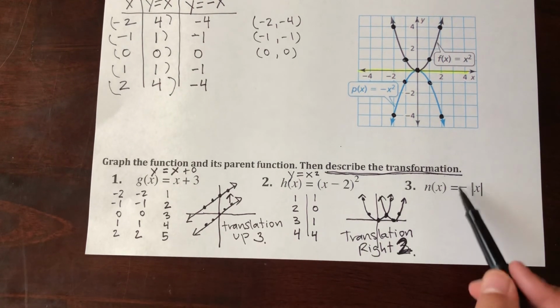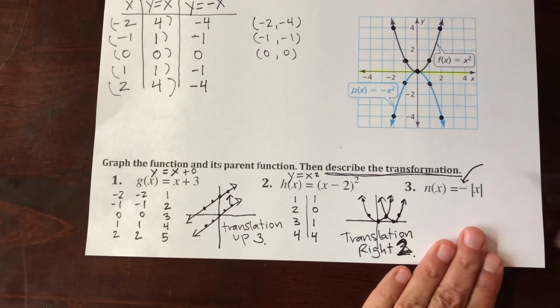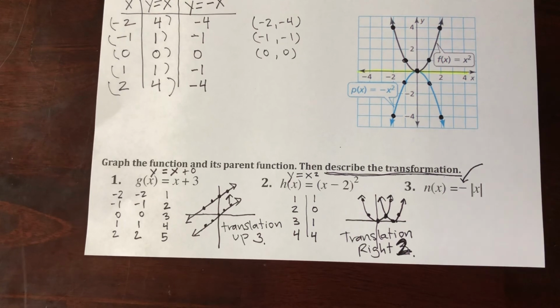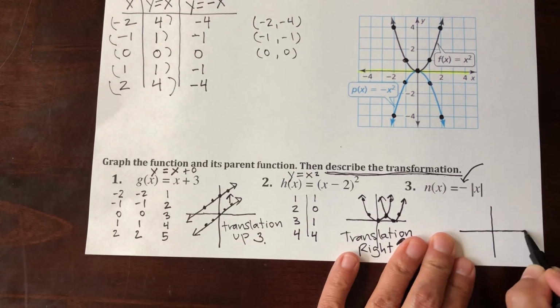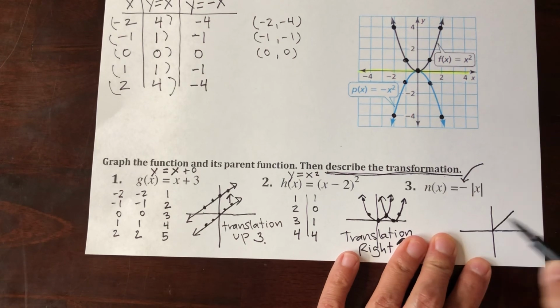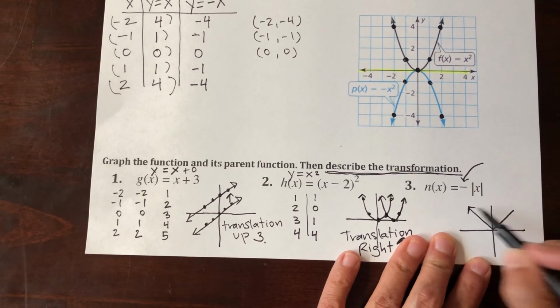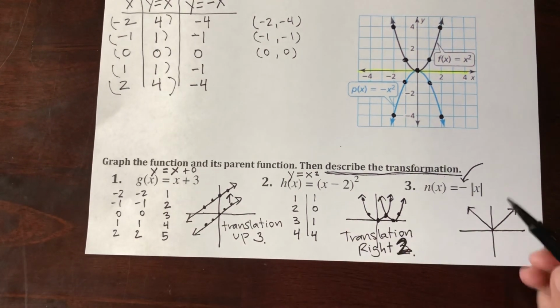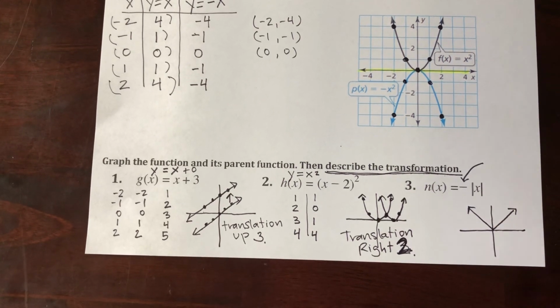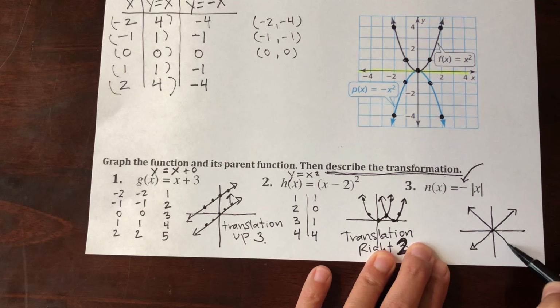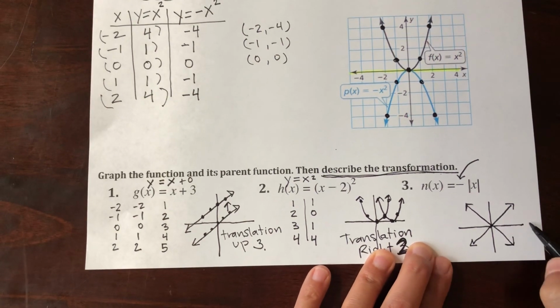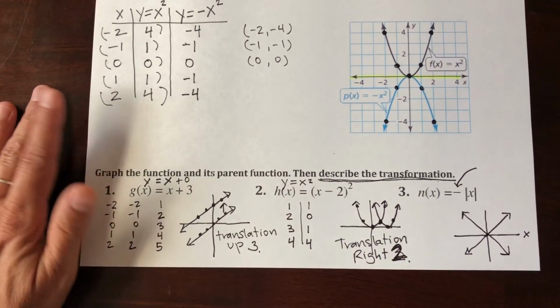All right, lastly, I have this negative in front, and I remember that as a reflection or a flip. So if you know the parent function, y is equal to the absolute value of x, is our simple V shape. If we take the opposite of that, it's going to take my graph and flip it over the x-axis. All right.